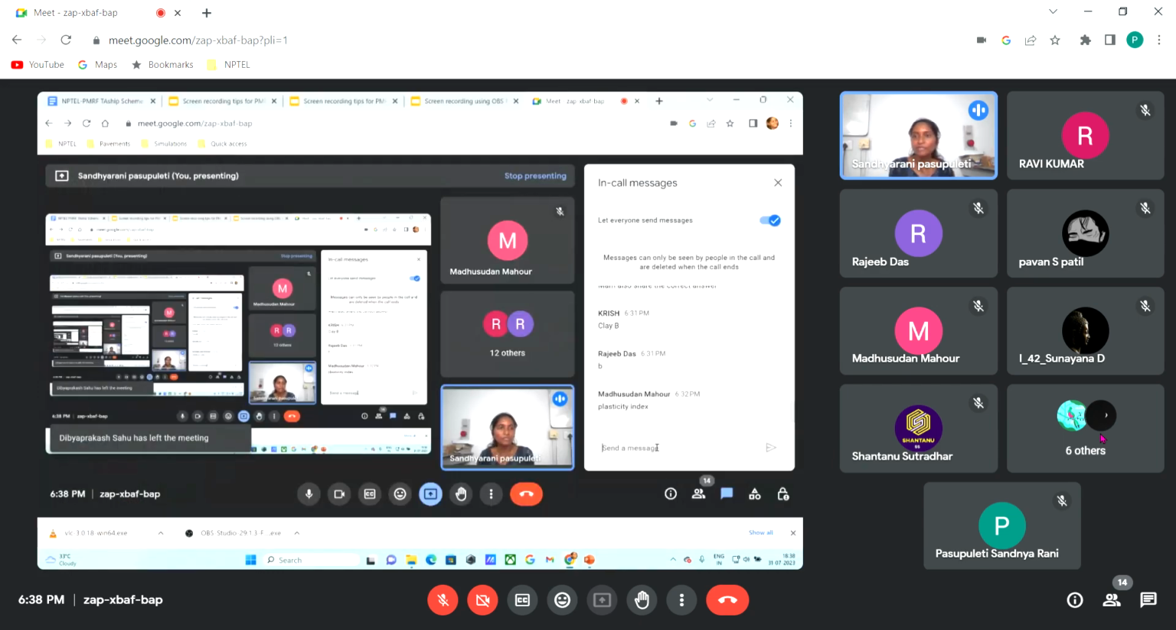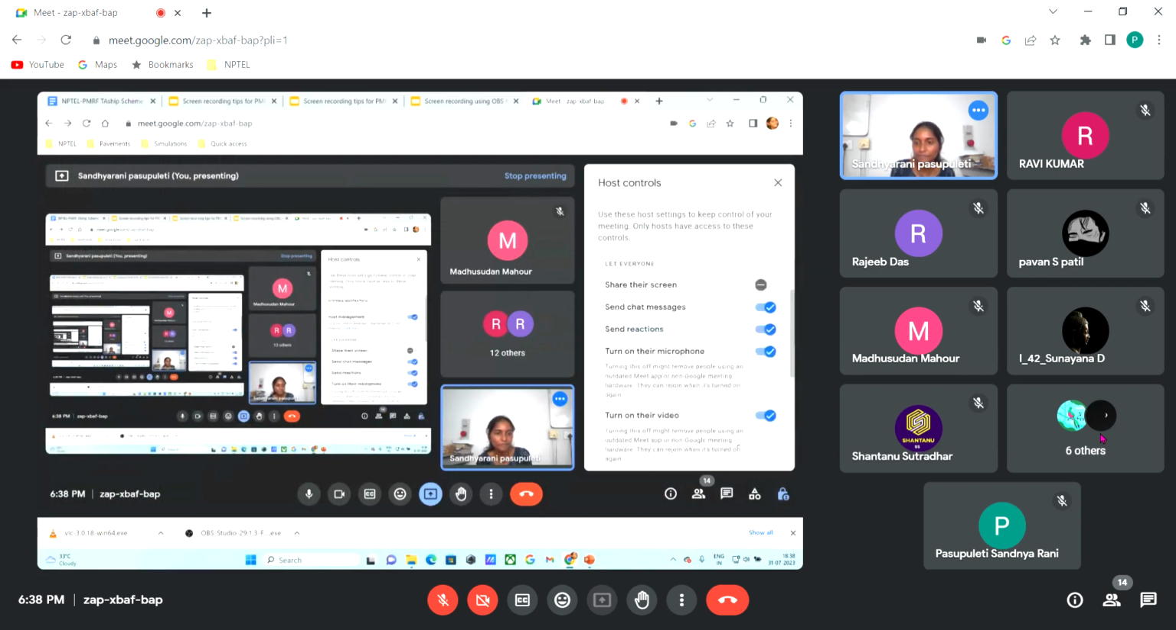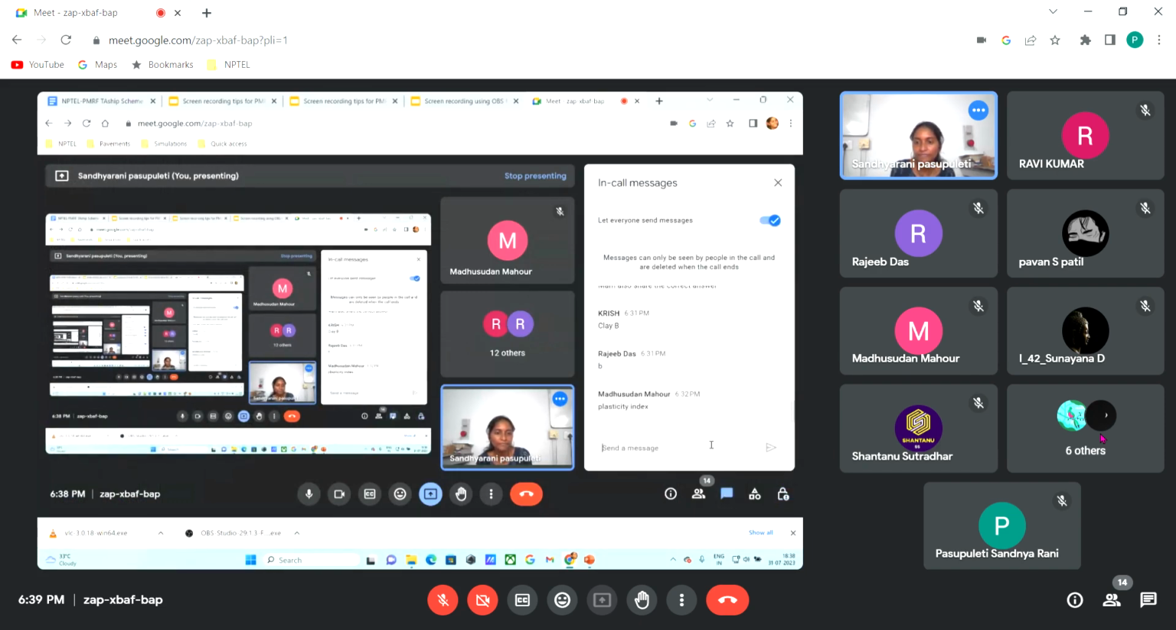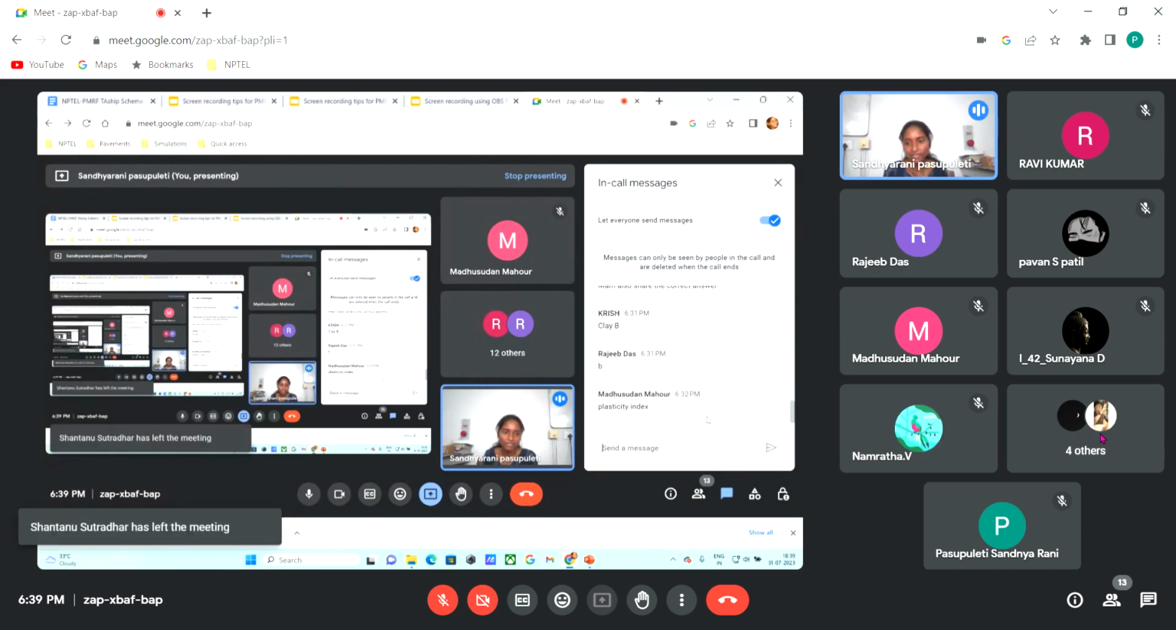You can also unmute and tell your answers. So in order to explain whether a soil is well graded or poorly graded, what is the criteria? Let us say using Cu and Cc, uniformity coefficient and coefficient of curvature. What is the criteria to tell whether a soil is well graded or poorly graded? Anyone?